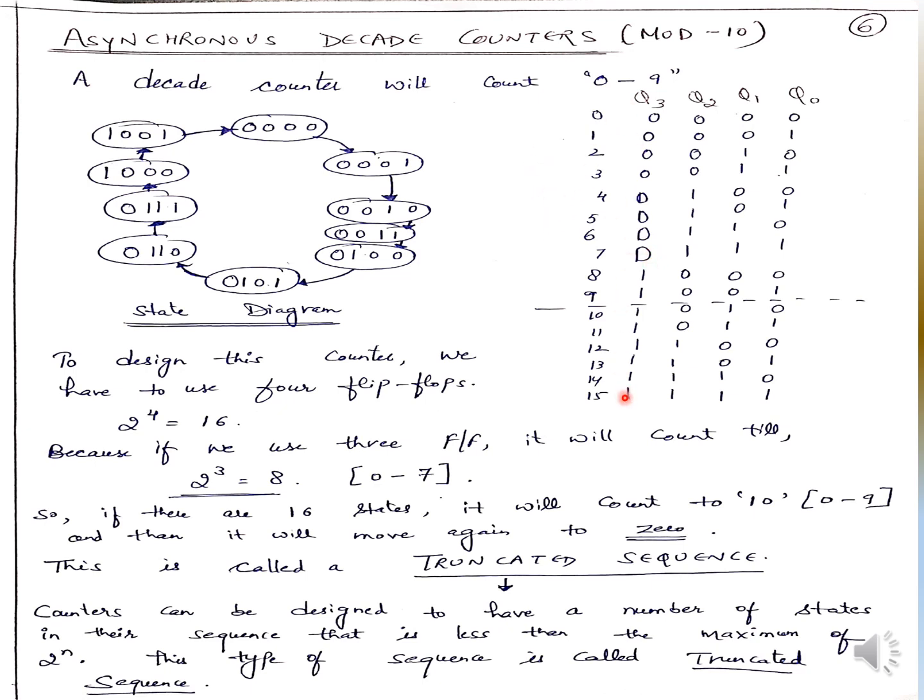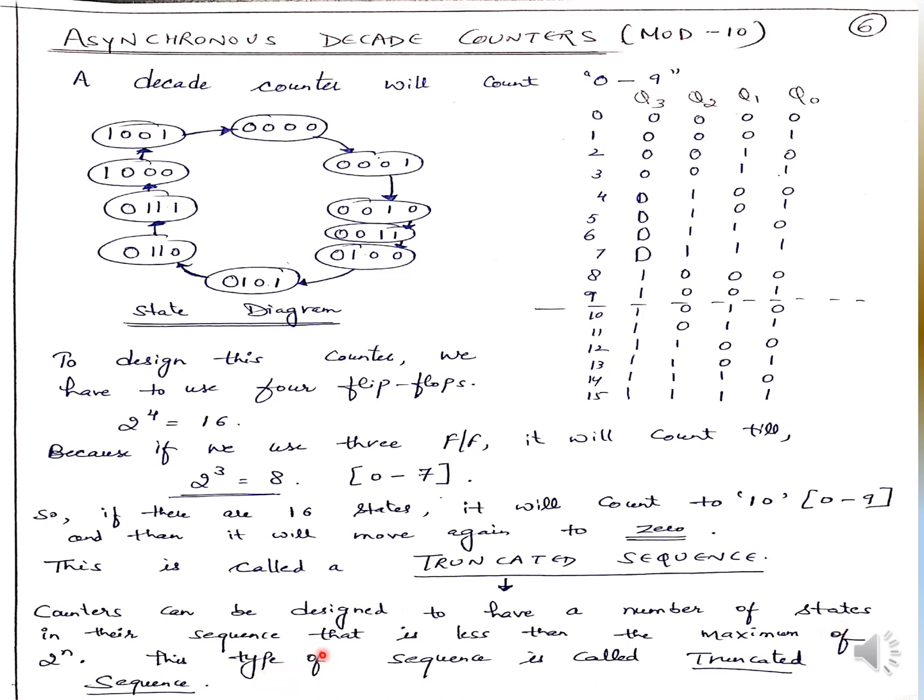You all know if there are 4 input variables, you can get 16 states. So these are all 16 states. If you can see 0 to 9, we need to design a counter which can count 0 till 9, which will not count 10 to 15. So this is the truncated sequence. That means it will not count these states, it will just count 0 to 9. Okay, so I have explained the truncated sequence.